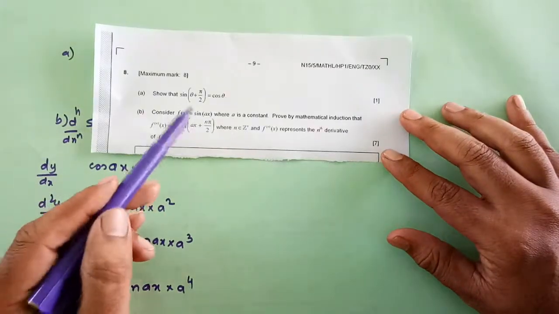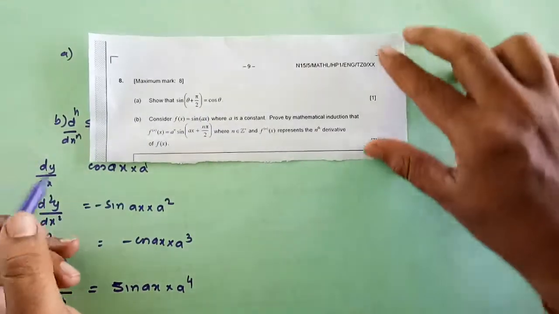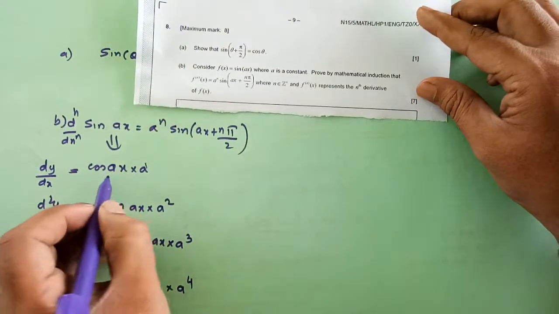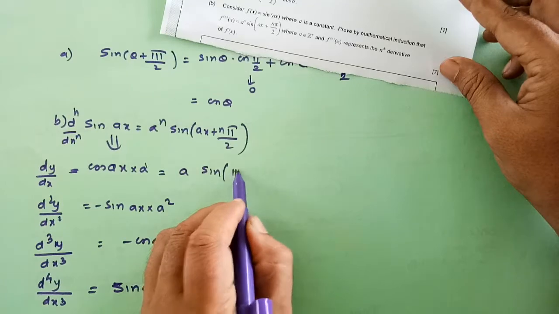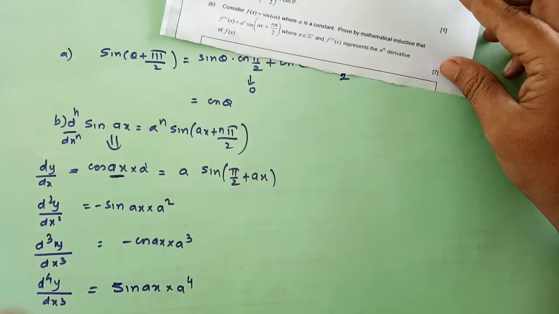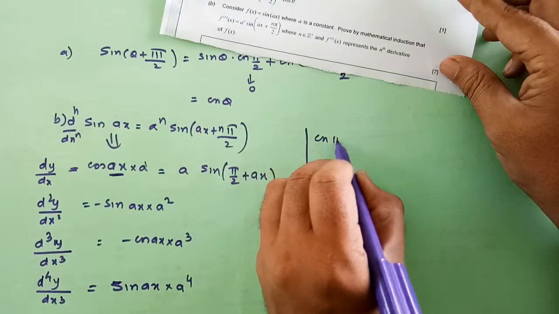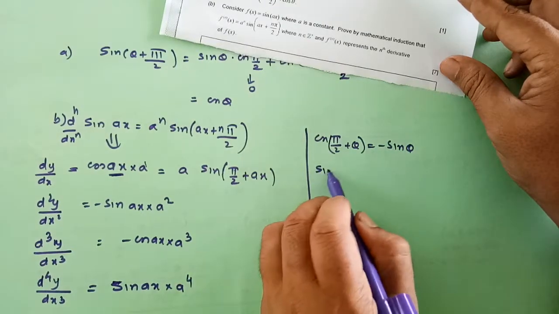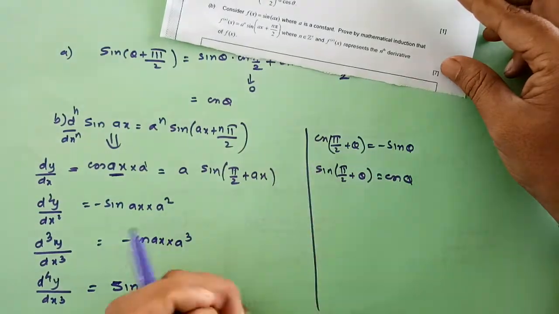Now if you notice, the property they gave is that sine of pi by 2 plus theta is cos theta. So I'm going to use that property to express all the derivatives purely in terms of sine. I can write this as a times sine of pi by 2 plus ax, because I've taken this as my theta. Just a reminder: cos of pi by 2 plus theta is negative sine theta, and sine of pi by 2 plus theta is cos theta, and so on. So I'm going to use these properties here.